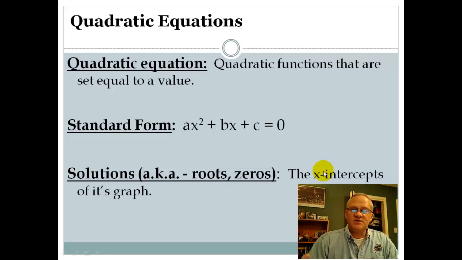Anyway, the solutions or the roots or the zeros are going to be the x-intercepts of the graph, or where our graph crosses the x-axis. That's the main thing. If there's one thing that I can emphasize today, it's this: the solutions are the x-intercepts. That's the main thing that we're going to be talking about today.